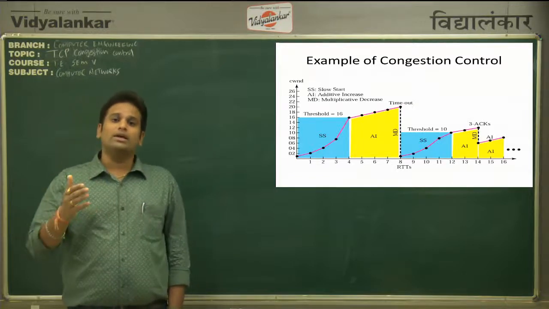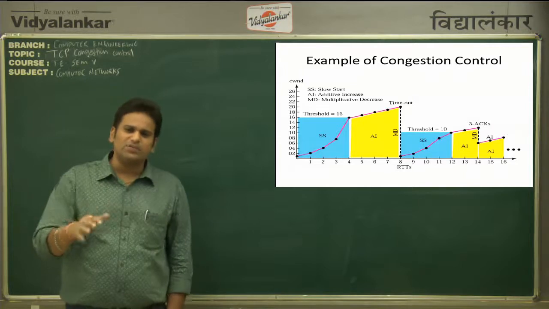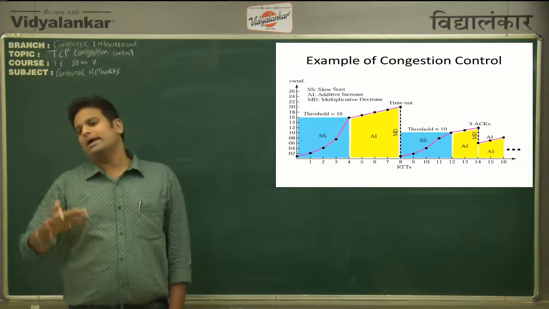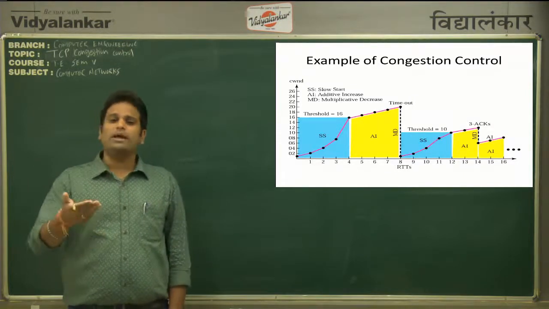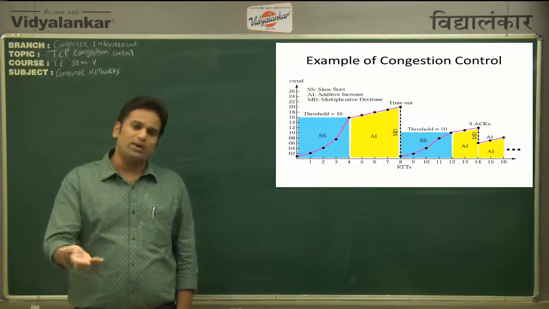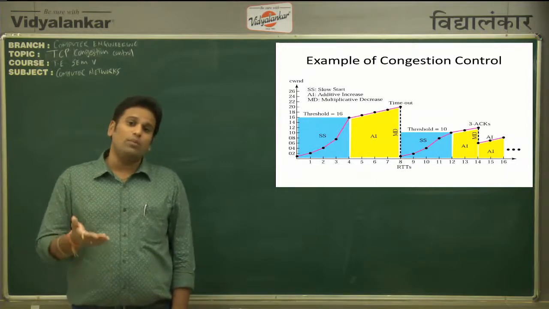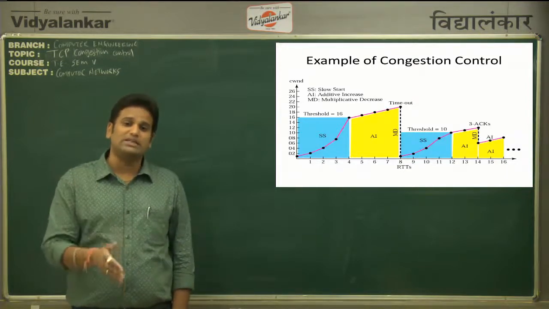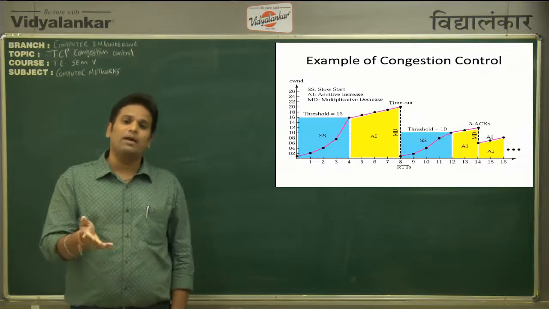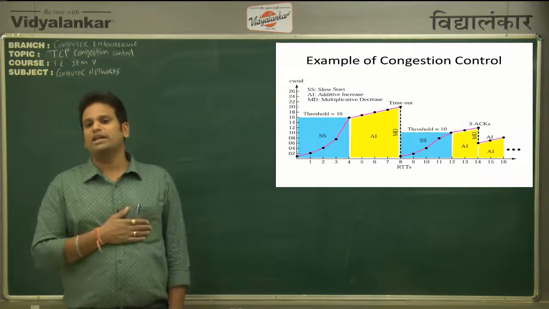So 11, 12. As you can see, at 12, 3 acknowledgements occur. It is a less serious form of congestion. So my threshold becomes half of the congestion window. The congestion window was 12, so the threshold will become 6. My congestion window will now become equal to the new threshold, that is 6. So from 6 I would start, but I won't start with phase 1. Rather I will start with phase 2, that is additive increase.